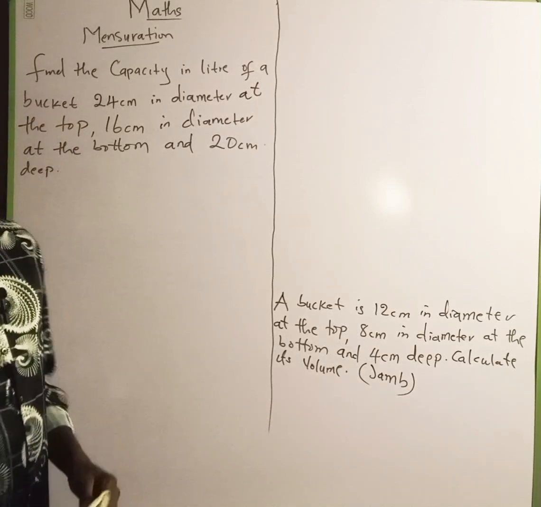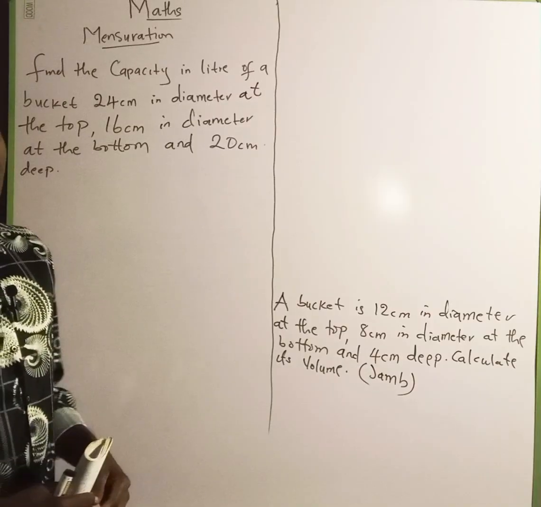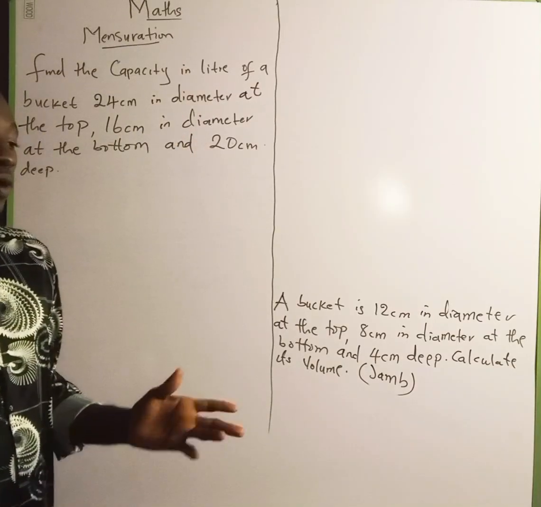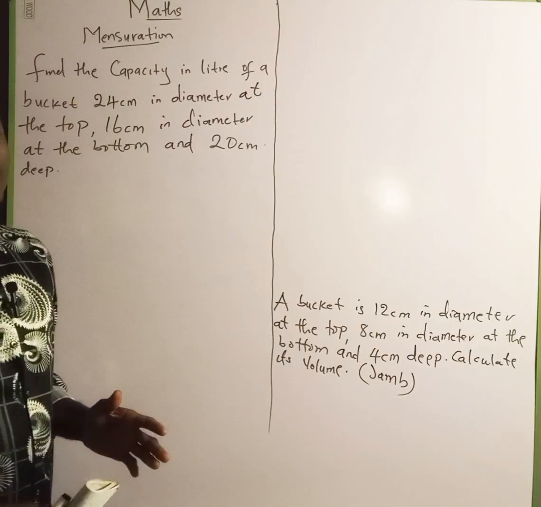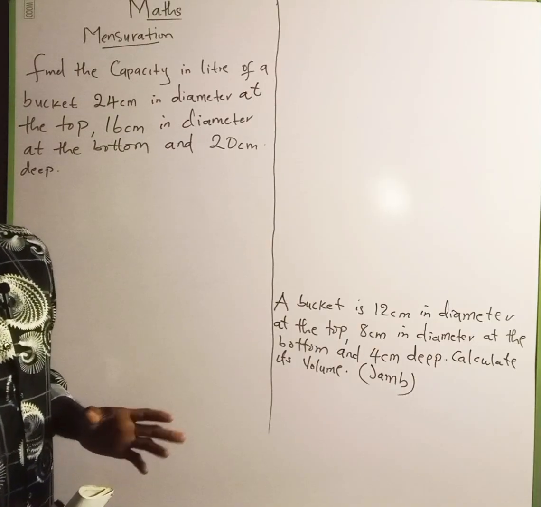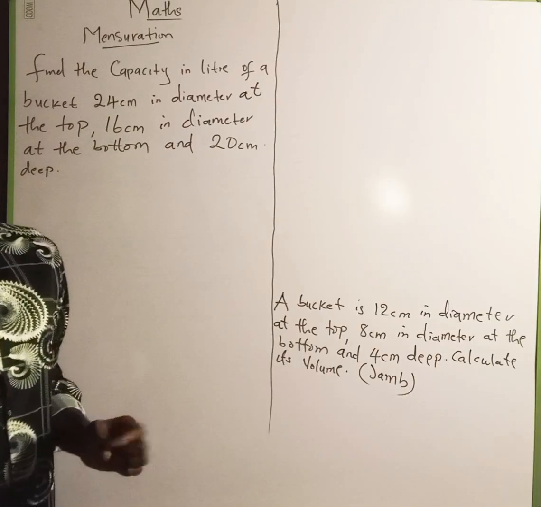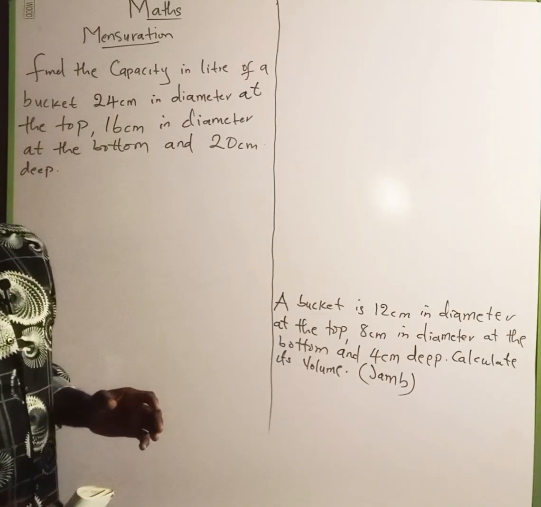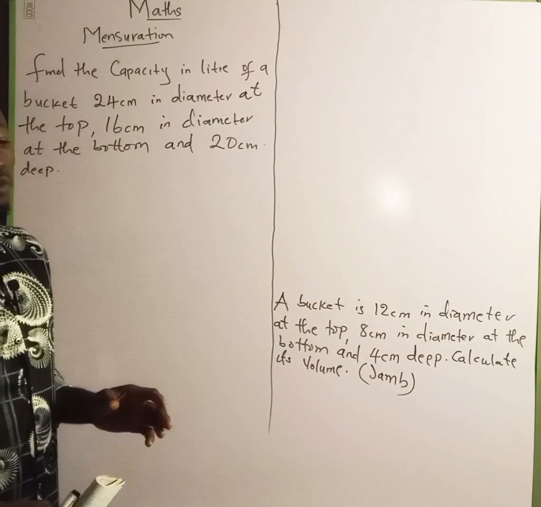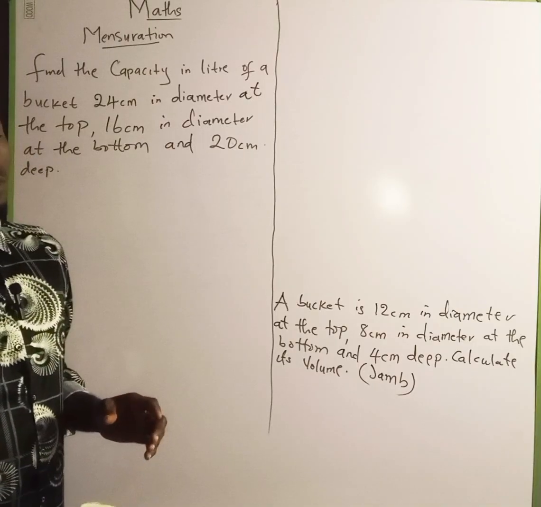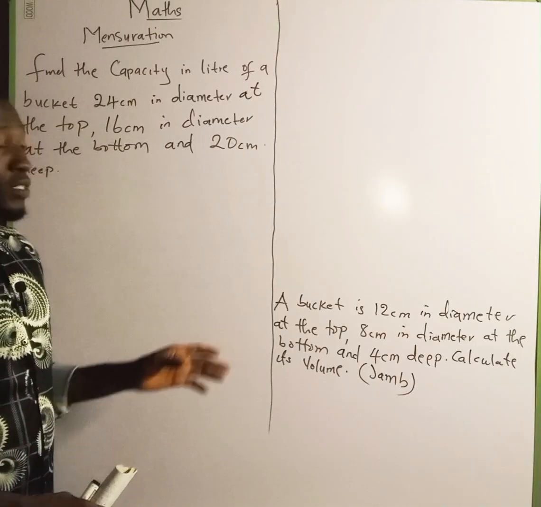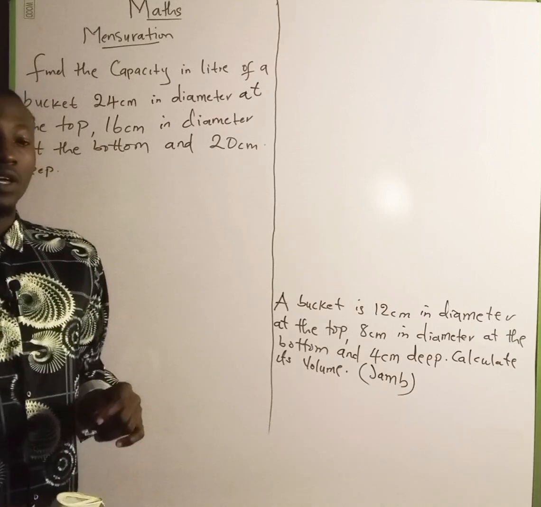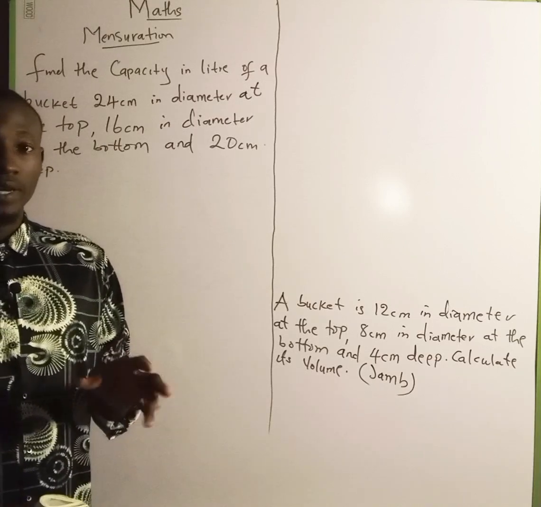Today we are going to look at this topic, mensuration. Whenever you hear of mensuration, it's basically about shapes, different shapes in mathematics. So we are going to look at calculating the volume of some shapes in mathematics, but in this particular video I'm going to concentrate on a frustum. A frustum is just like a bucket.